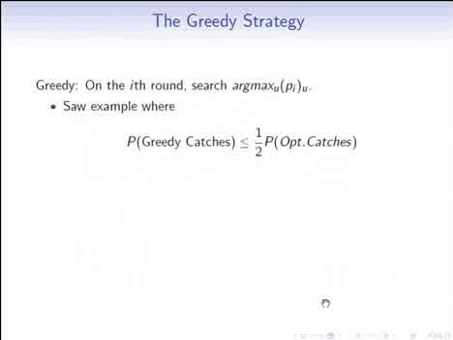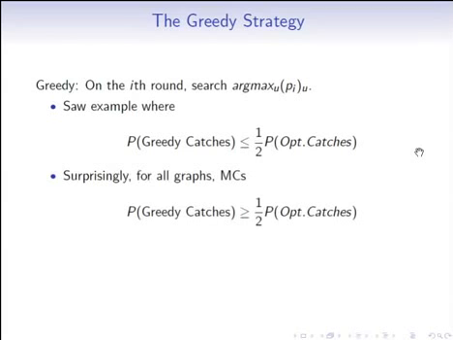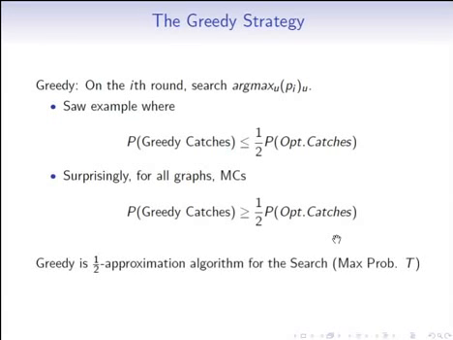So what we've seen is an example where the greedy policy catches the particle with less than or equal to 1/2 of the probability that the optimal policy catches the particle. But what's surprising, and what we'll see in the rest of this talk, is that for all graphs and all Markov chains on those graphs, the greedy policy always catches the particle with at least 1/2 of the probability that the optimal policy catches the particle. And this is also for all time horizons t. So what this is really showing is that the greedy policy is a half approximation algorithm for the search problem with the maximized probability objective.